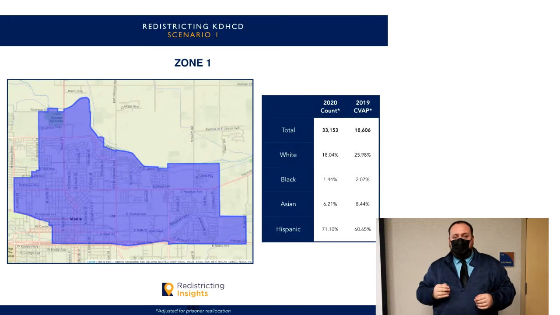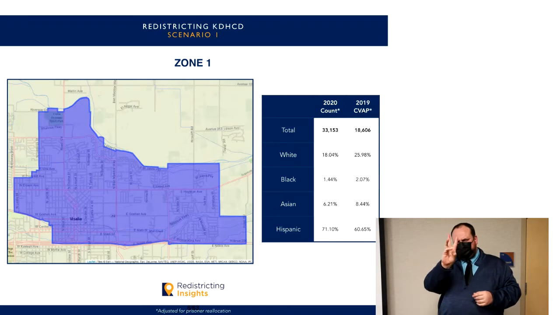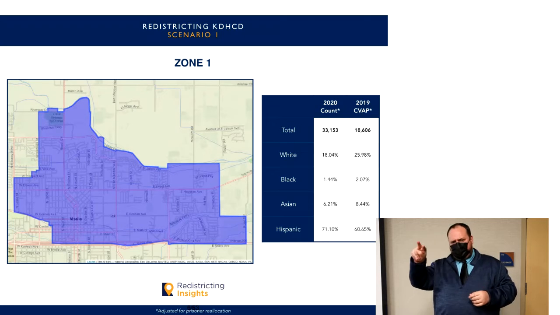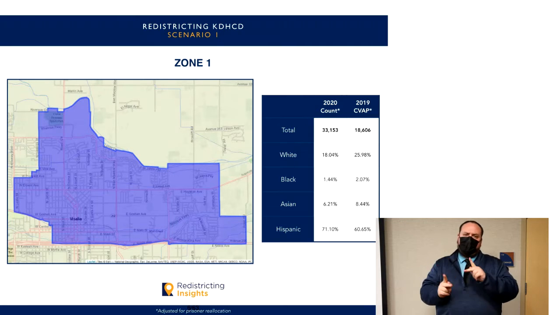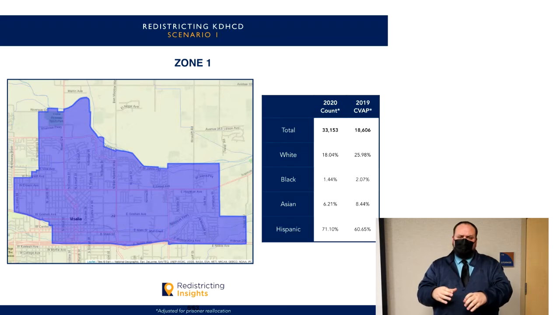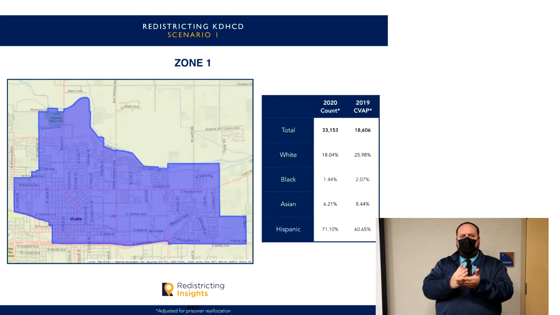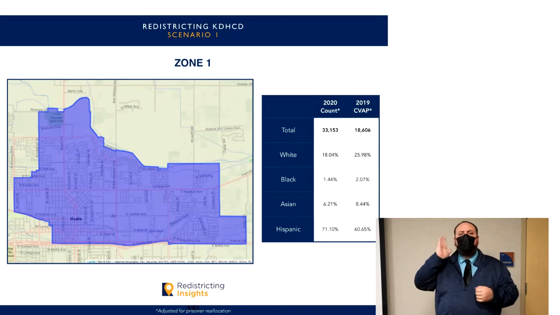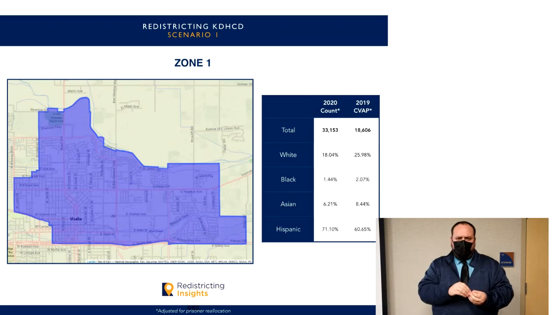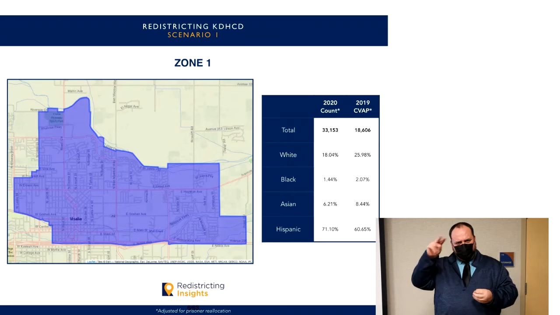And this one is 60.65% Hispanic CVAP. And I think as we move through these, you'll find that the densest population of Hispanic CVAP is going to be in this northeastern part of Visalia. Generally, districts that have parts of this northeastern area will have higher Hispanic CVAP numbers.